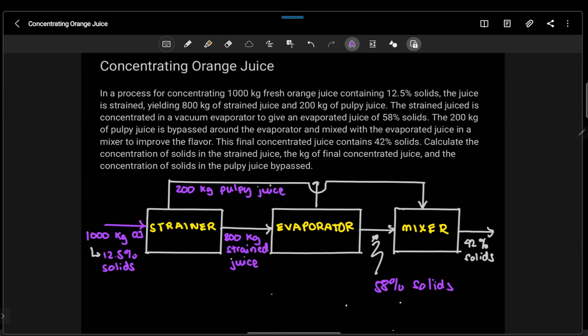Okay, and ilalagay natin siya dito sa ating mixer. Okay? Therefore, that bypass stream is being mixed here in the mixer, and that will kind of improve the flavor. Because what we desire here is that the final concentrated orange juice should contain 40% solids. Okay? So from 58% solids, medyo ayaw natin ng masyadong concentrated, so bababa natin ng konti. Magiging 42% solid siya. And the way to do that is you mix a bypass stream of the original pulpy juice.